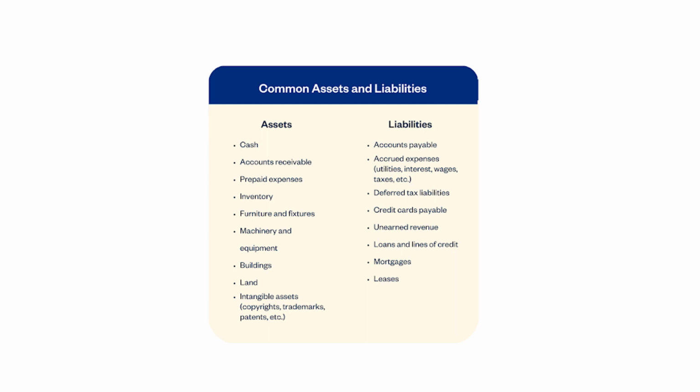Accounts receivable, where we have to receive an amount from outside, that is called an asset. Prepaid expenses, where we have already made an advance payment, that is also an asset. Inventory, whatever stock we have in our godown, will come under the category of asset. Furniture, machinery and equipment, buildings, land, all those things come under assets. Another important category is intangible assets, that is copyright, trademark, patent. All those things come under assets.